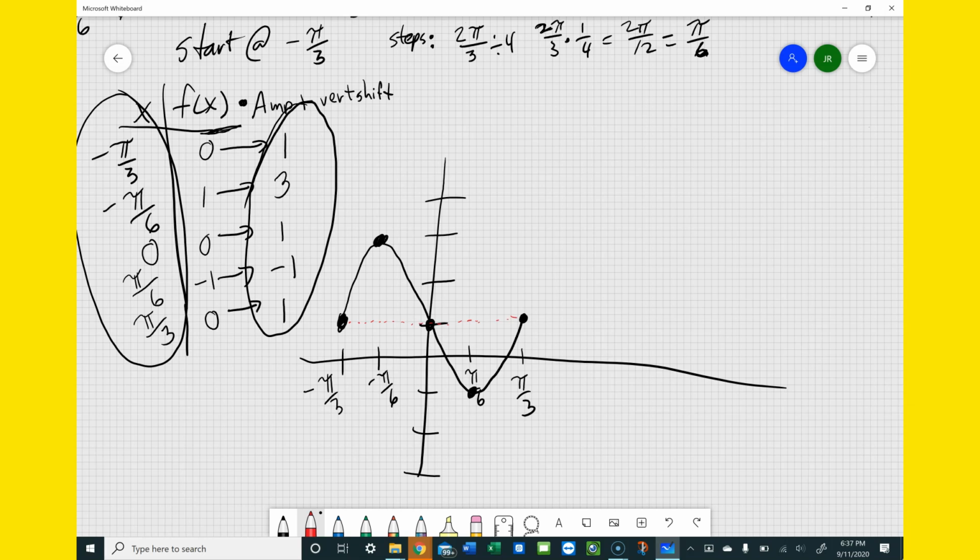Notice that my amplitude is 2, right? Is 2 away from the center line. Or the other way you can think about it is the distance between the highest and lowest points is 4, and divide that in half, and the amplitude is 2, which is exactly what it should be. Right? The phase shift, it has shifted to the left by pi over 3.